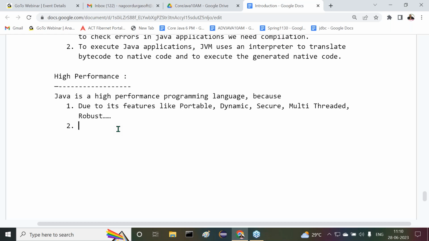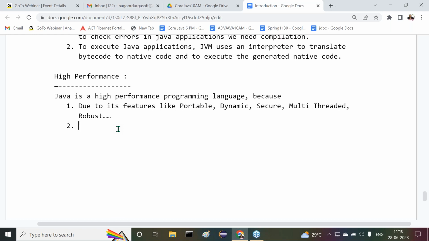To boost up the JVM performance, that is, to boost up the interpreter performance, Sun Microsystems provided another separate component inside the JVM along with the interpreter. That component is the JIT compiler, the just-in-time compiler. Are all of you following or not? The main purpose of the JIT compiler is only to boost up the JVM performance, not for any other purpose. Due to the availability of this type of component, we can conclude that Java is a high performance programming language. Right, sir?